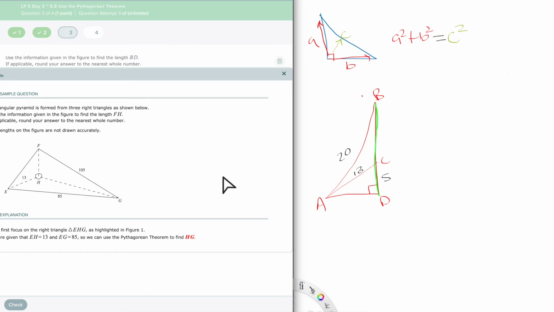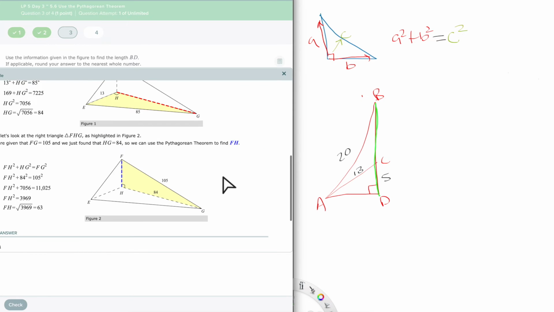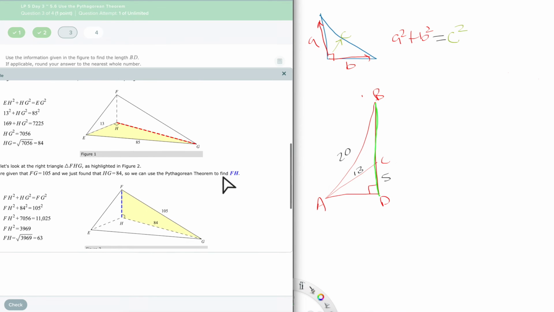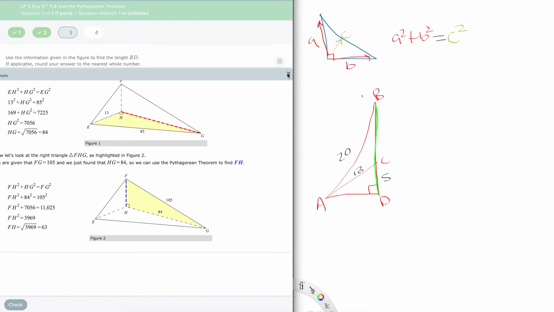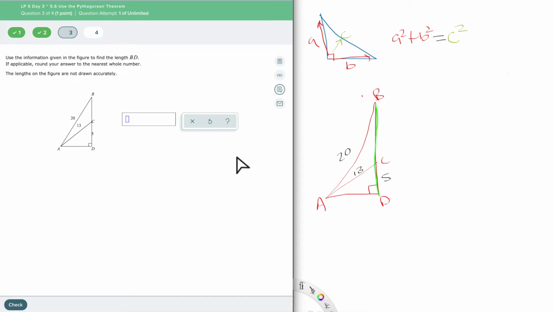Oh, look, now they have a different one. So now this is the one that I was hoping they would have had on the previous section, where this is a triangular prism instead of just a triangle that has multiple triangles within it. So that's all right. I'll figure it out here real quick.